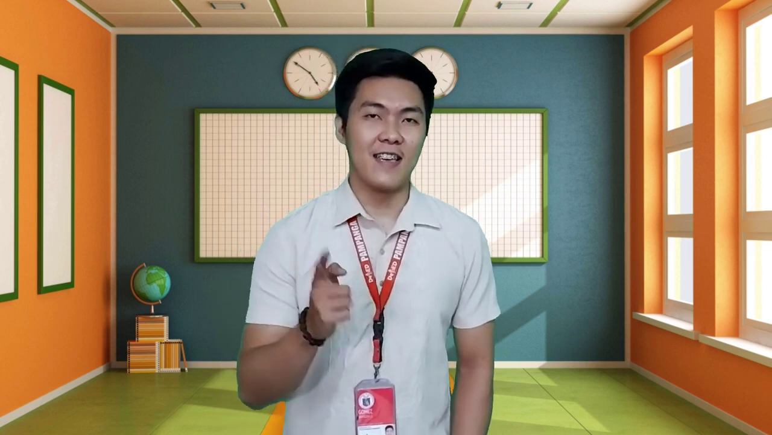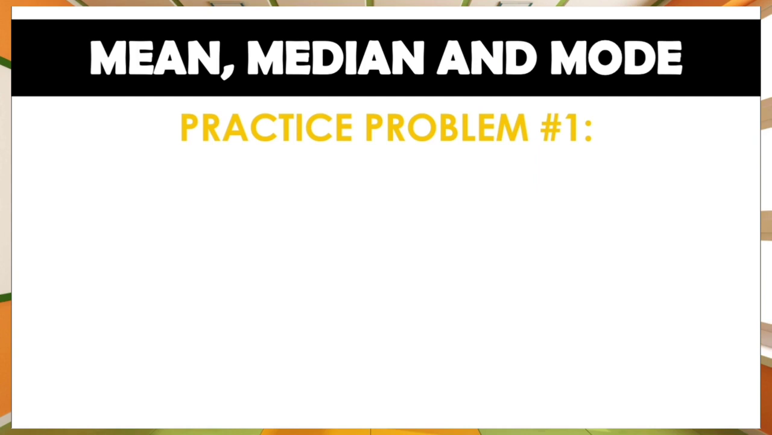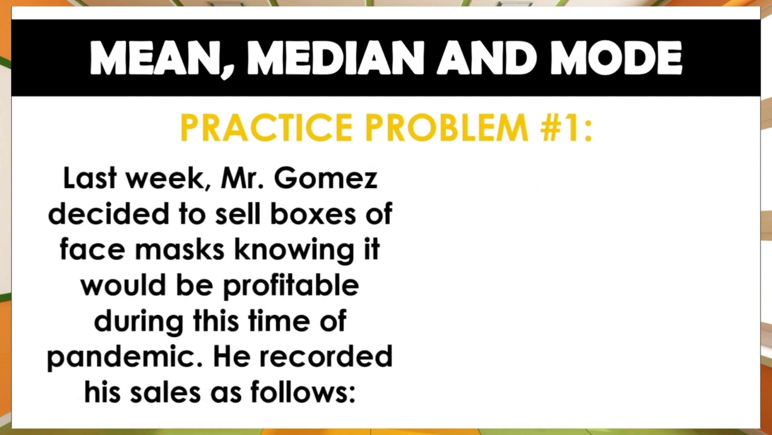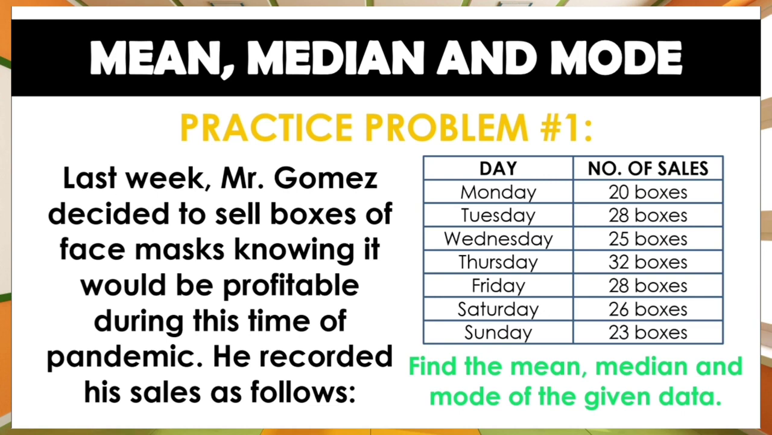Now that you are all familiar with the measures of central tendency or group data, let us solve some worded problems, including the first one that was presented to you. Let's have this practice problem number 1. Last week, Mr. Gomez decided to sell boxes of face masks knowing it would be profitable during this time of pandemic. He recorded his sales as follows. Find the mean, median, and mode of the given data.